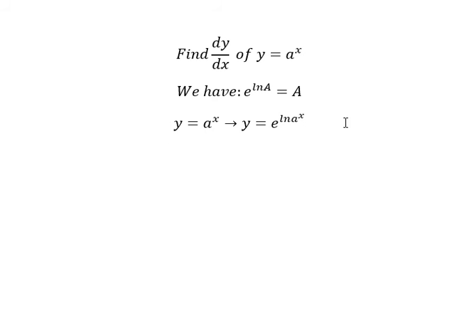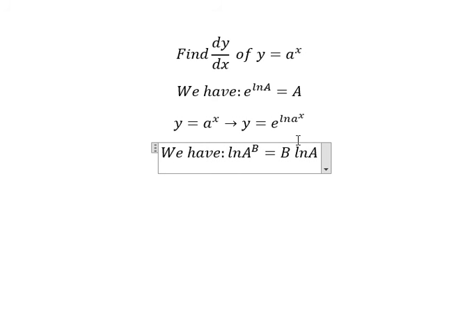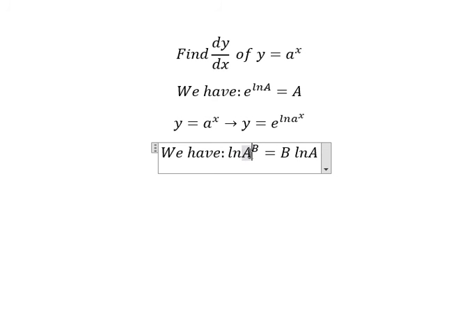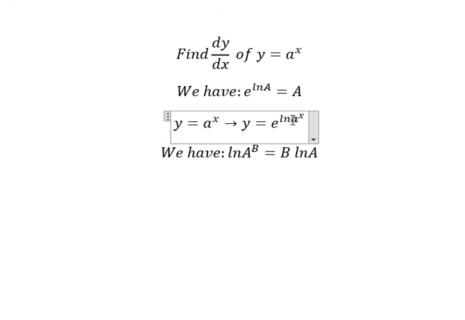Next, we have the second formula in here. So we need to transform this one into this one. Capital A is the small a. Capital B is x. And now this one equals e to the power of x ln a.